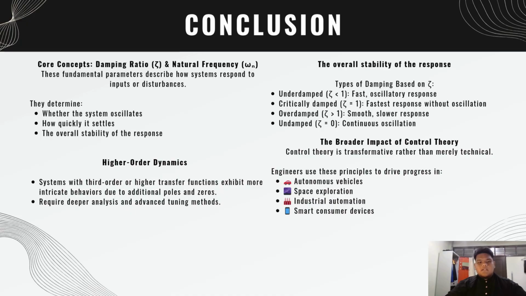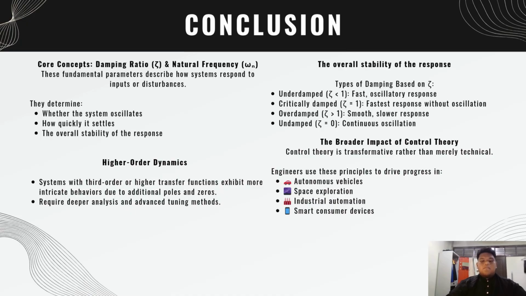Depending on the value of zeta, a system can exhibit different types of damping, which is underdamped, where zeta is less than 1, where the system oscillates but settles quickly. Critically damped, where zeta is equal to 1, the system offers the fastest non-oscillatory response. Overdamped, where zeta is more than 1, where the system settles slowly but smoothly. Undamped, where zeta is equal to 0, where the system oscillates indefinitely.